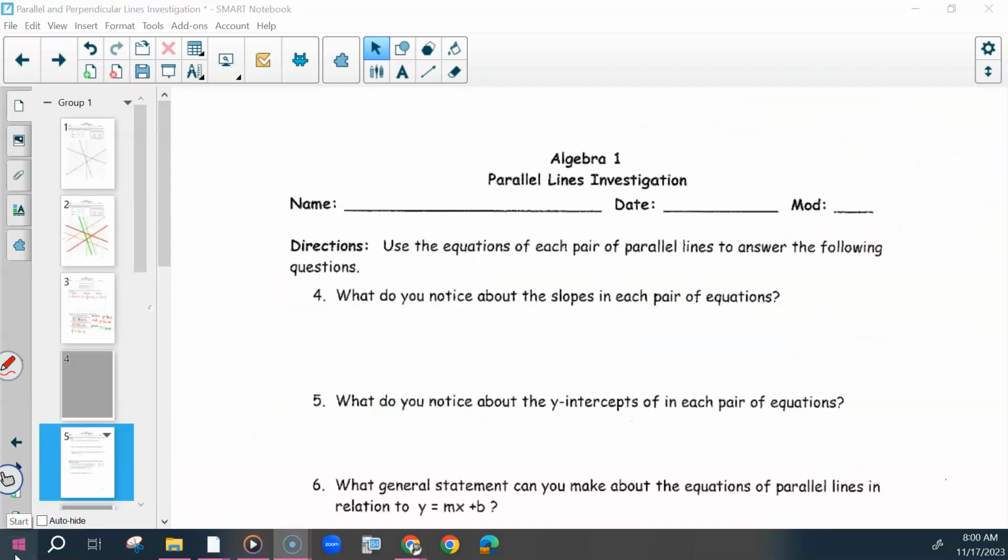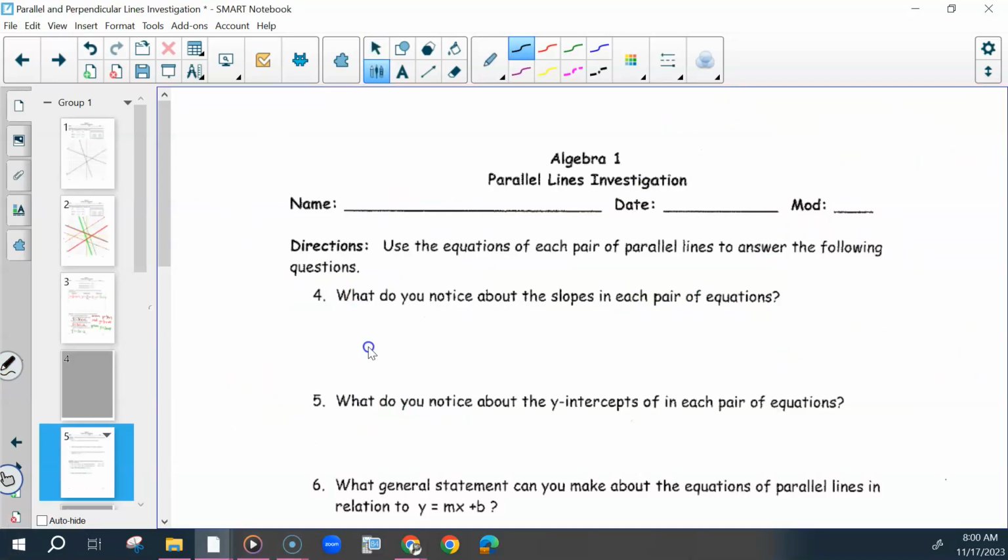What did we notice about the slopes of the pairs? So for brown and A, for B and red, for C and green? Did the slope stay the same? Okay.